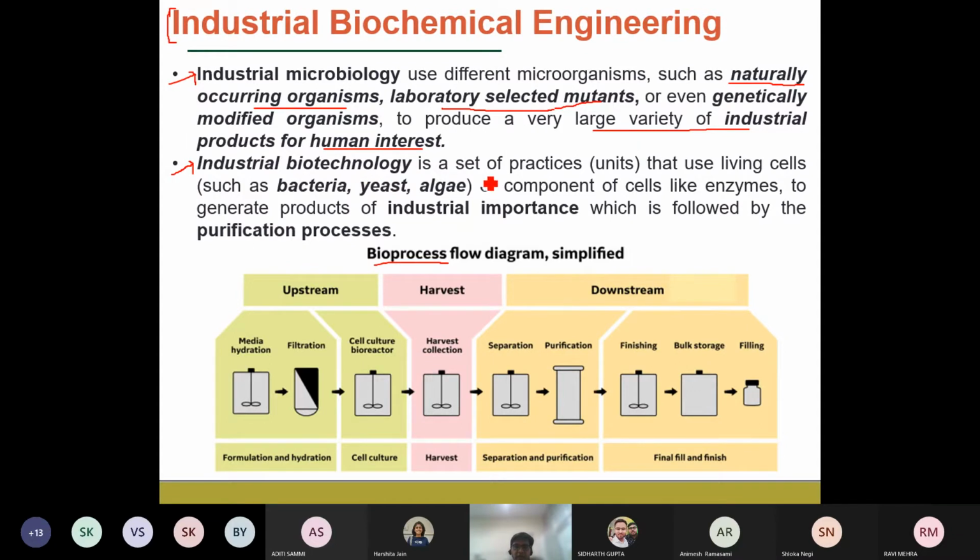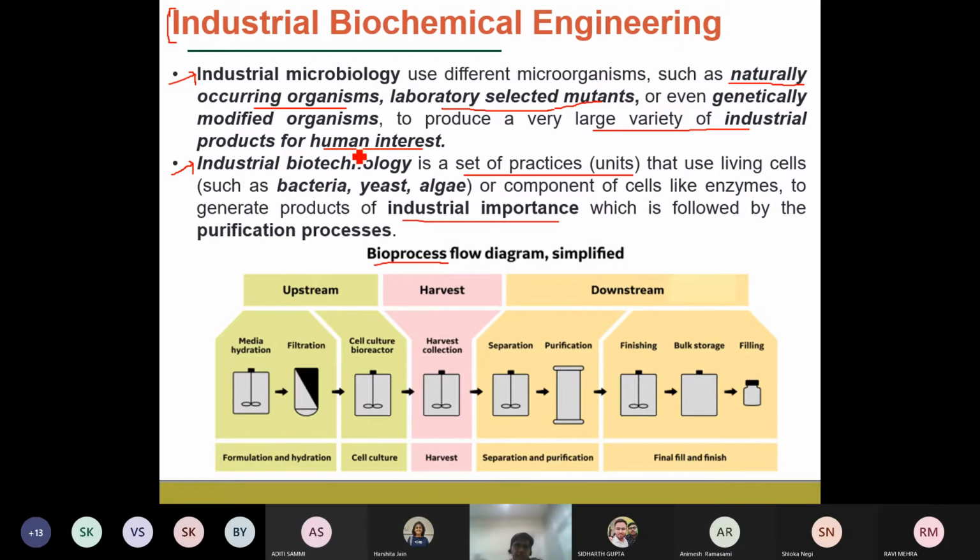So what is industrial biotechnology? It is a set of practices or units that uses living cells or components of cells like enzymes to generate products of industrial importance. Industrial biotechnology is a set of practices or units. Most of you in the branches of chemical engineering, pharmacy, and mechanical engineering have studied different unit operations. When you studied subjects like heat transfer and mass transfer, you studied different unit operations, starting from filtration, crystallization, and so on. There are several unit operations.